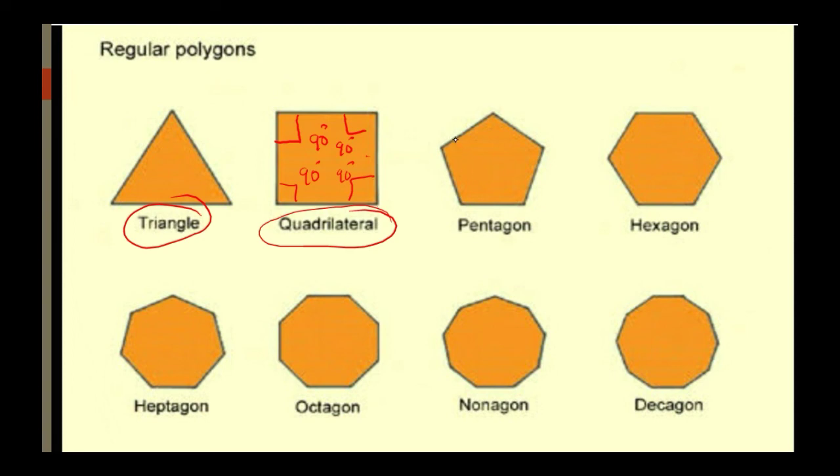Pentagon. This pentagon has all sides equal, right? Like that, hexagon, heptagon, octagon, nonagon, decagon, all these sides are equal and angles are also equal. So they are all called regular polygons.